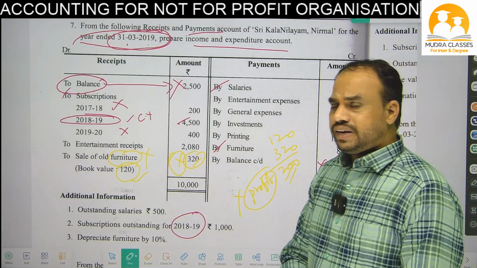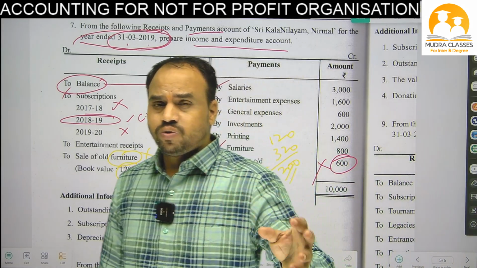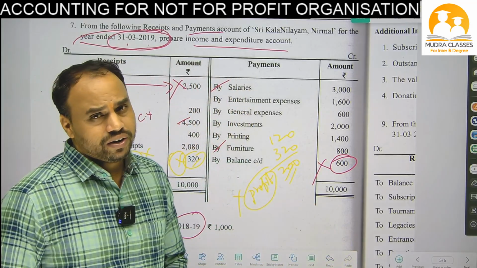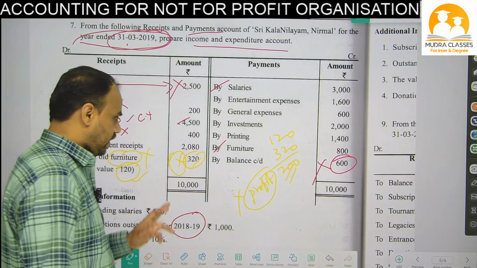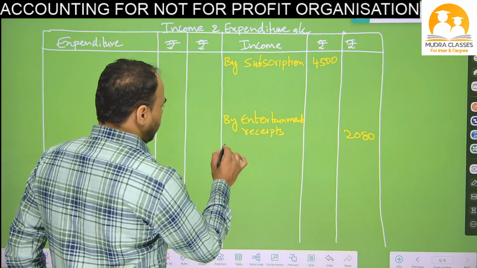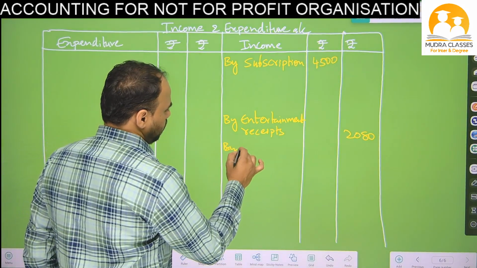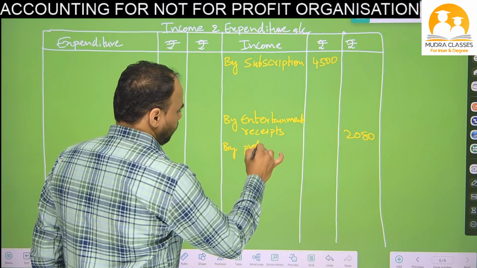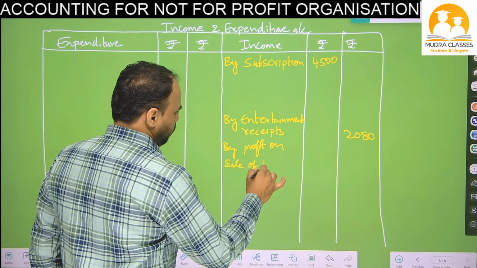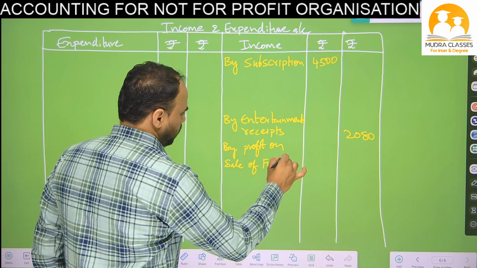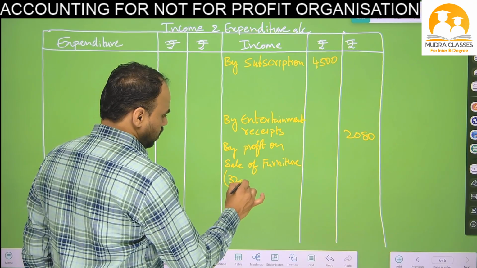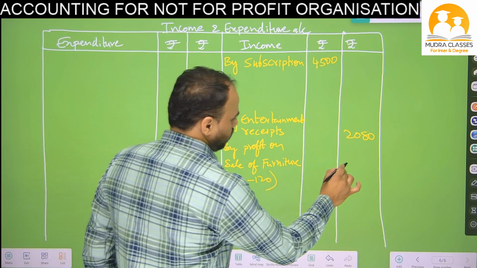Okay, because when we sell an asset, whether we get profit or loss, that profit or loss we have to write, but for the selling of the asset we will not write. So profit we got, so in the income and expenditure account, income side, we have to write by profit on sale of furniture. Okay, how much? 320 minus 120, that is 200 rupees.